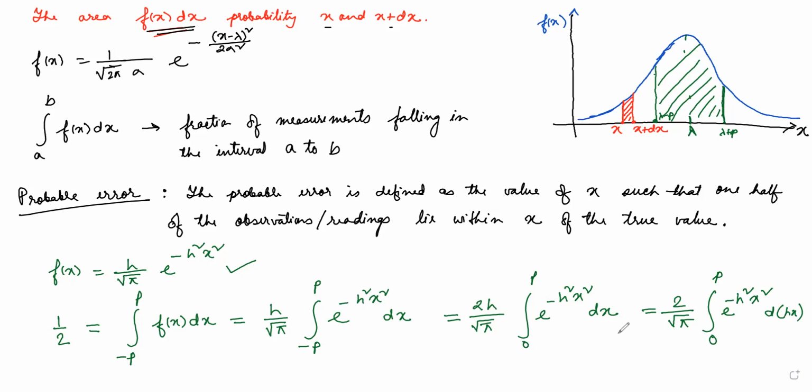Then maybe I should use the next page. I'll continue here. If I change my variables from x to u in such a way that h times x, hx here, and here also we have hx. If I write hx as u, then this equality is given by half is equal to 2 by root pi integration from 0 to, sorry, I think I should use my next slide. This will be much better. So when I change my variable from x to u, what do I get here? Let me write it on a sheet of paper.